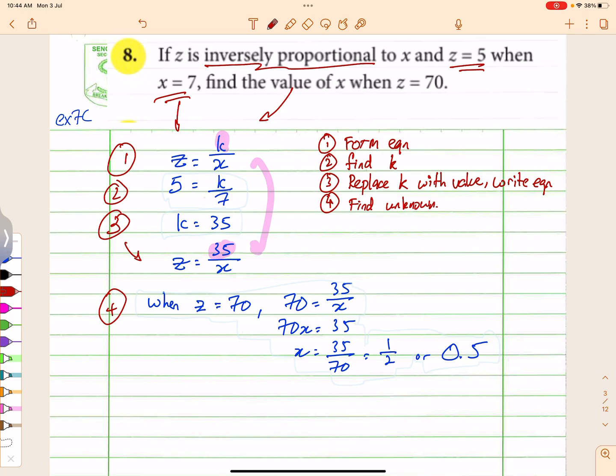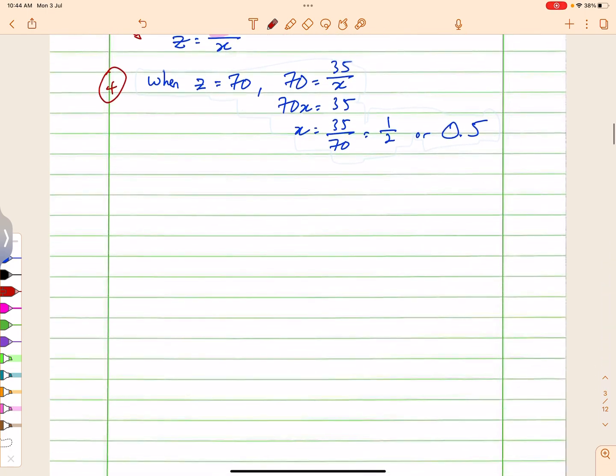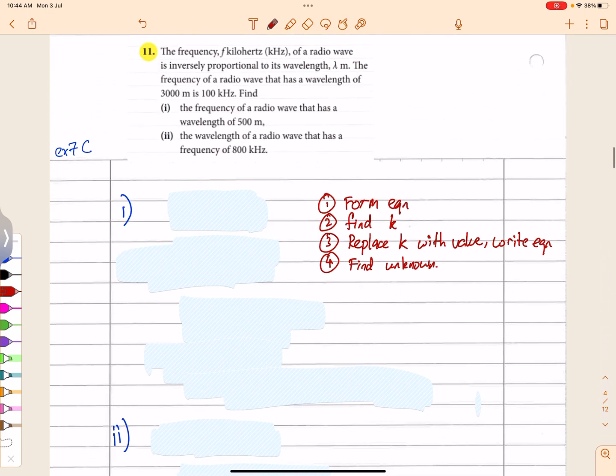So this one majority of you got it correct. So I will just pause here, take down the corrections and move on to the next question. Now, question 11, even though it is like a word problem kind of thing, it still follows the same 4 steps. Step number 1, I want to write the equation.